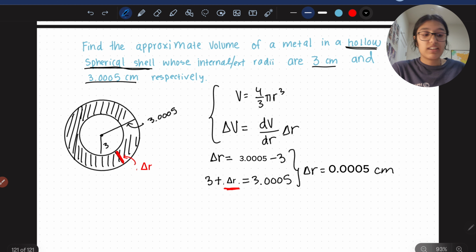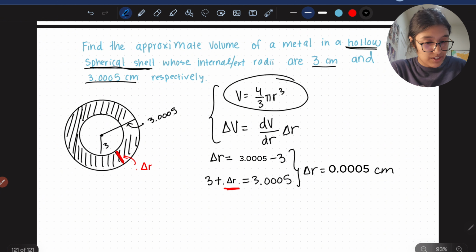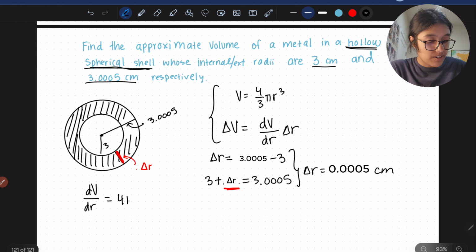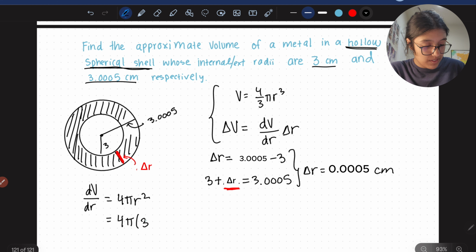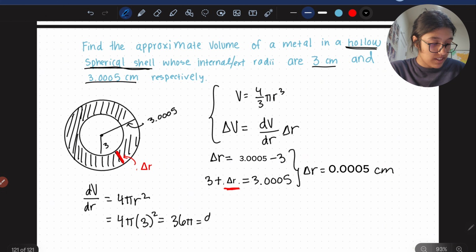Now we have to find dV over dr. Let's take the derivative of this equation right over here. So that's dV over dr. We get 4 pi r squared. And let's substitute r is equal to 3. So we have 4 pi r squared equals, well, that's 9, so 36 pi. So that's dV over dr.